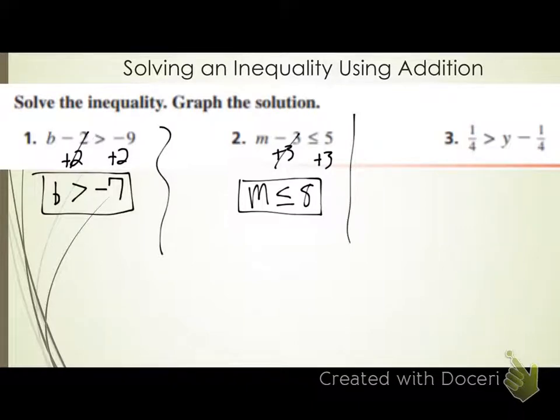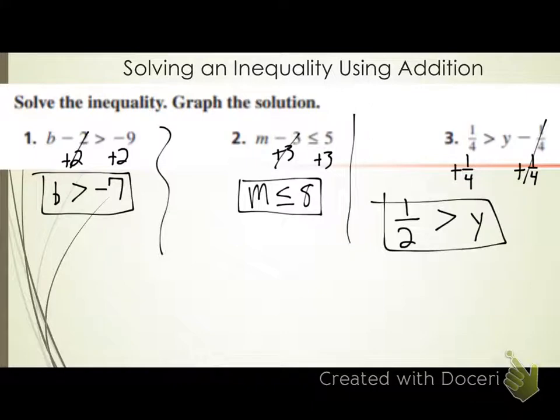And number 3, how would I get y by itself? Add 1/4 to both sides. It'll cancel out on the right. 1/4 plus 1/4 gives me 2/4, which reduces down to 1/2, right? Not 1 1/2, but 1/2. So I get 1/2 is greater than y. Y is now by itself. Okay, I have a request to graph this one, so I'll graph it.